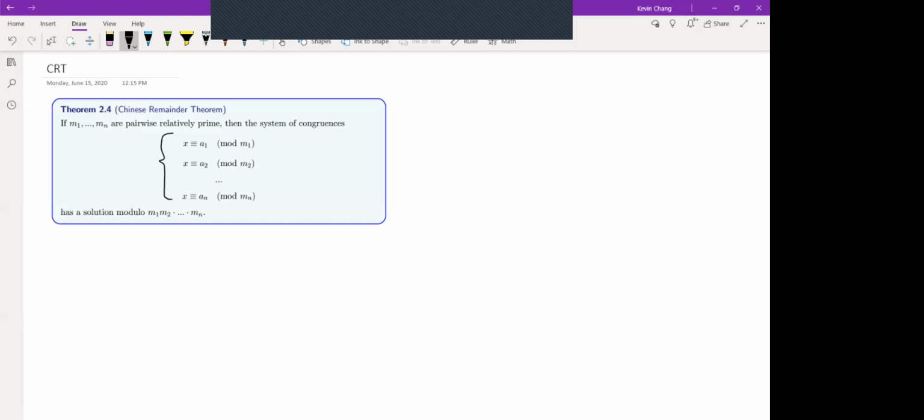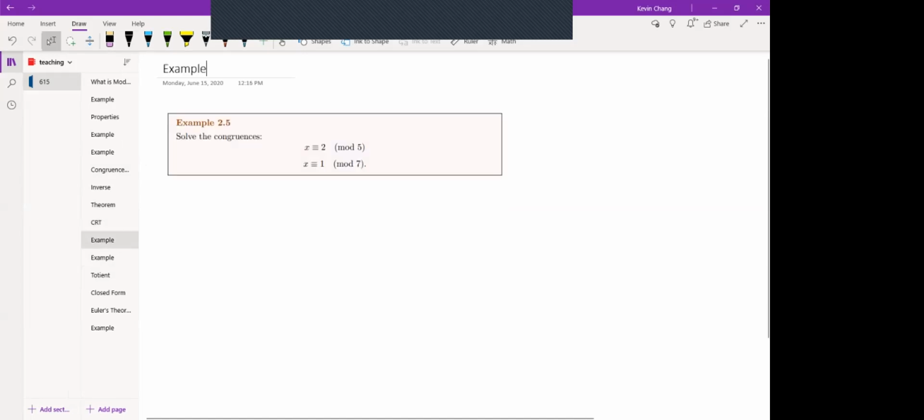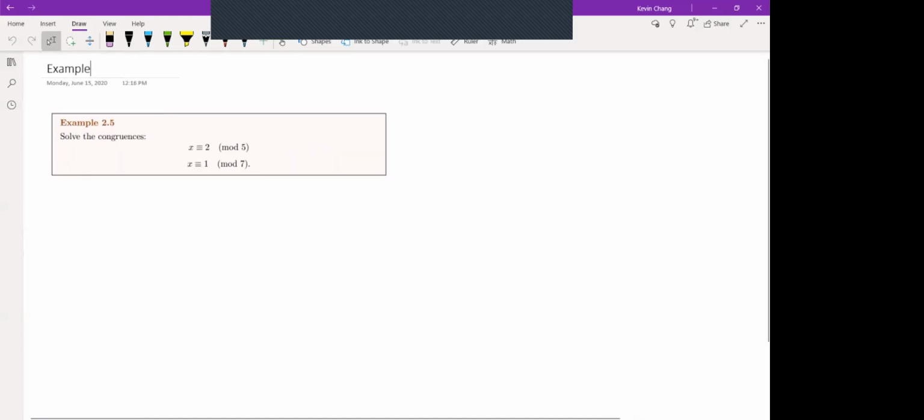I remember when I first learned this theorem, it sounded really particularly useless because it doesn't really say anything on how to actually find the solution to the system. It just says that there exists a solution. So I'm going to show you guys a process you can use to solve a system. I have an example here, and I'll give you a minute or two to think about how we can approach this problem.